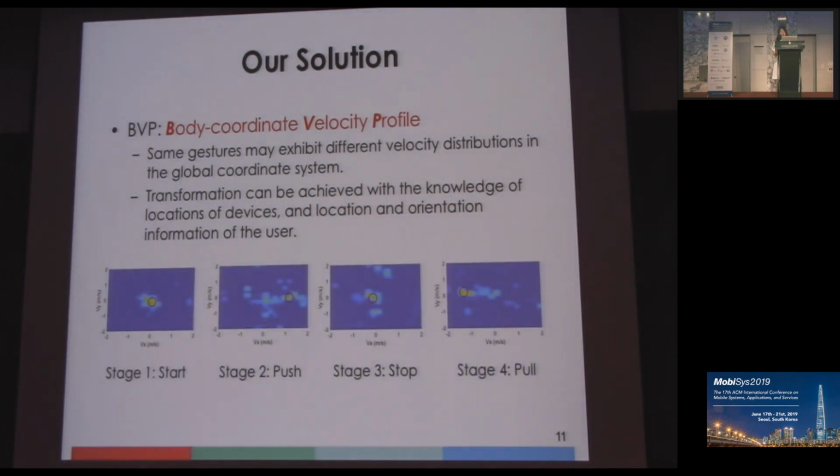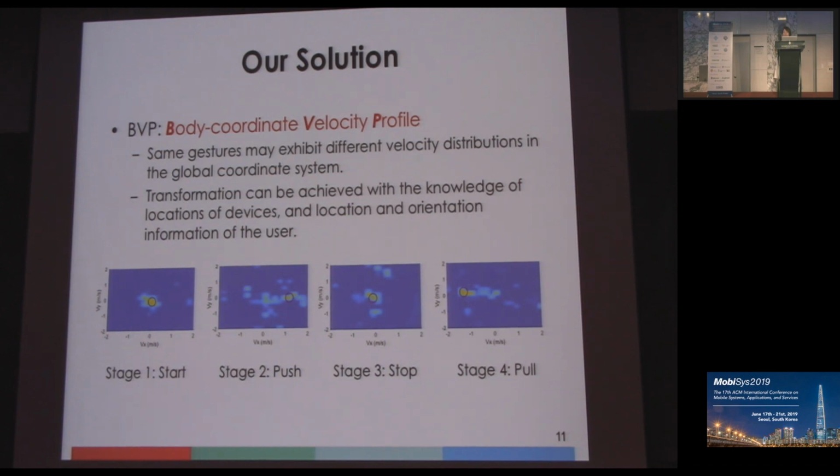These figures show what the BVP of the gestures push and pull looks like. BVP is a three-dimensional feature. The first two dimensions show how velocity distributes along the x-axis and the y-axis of the body coordinate system. The third dimension is time, as power distributions over physical velocity usually change when the gesture is at different stages.